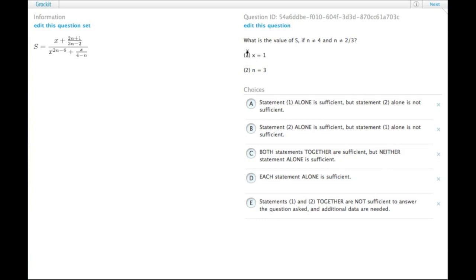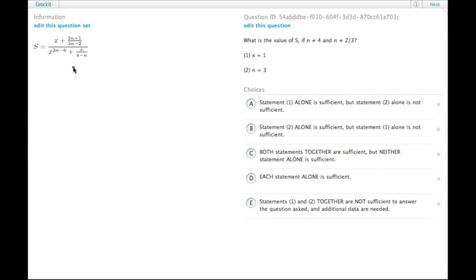Okay, so we need to figure out whether we can figure this out. Statement 1 tells us that x equals 1. And what we can tell initially is that, of course, this is going to be 1 plus some fraction over 2 to the n minus 6. No matter what this exponent ends up being, no matter what n ends up being, x raised to any fraction, since it's 1, it's going to stay 1. The question really is what happens with the fraction in the numerator and the fraction in the denominator.